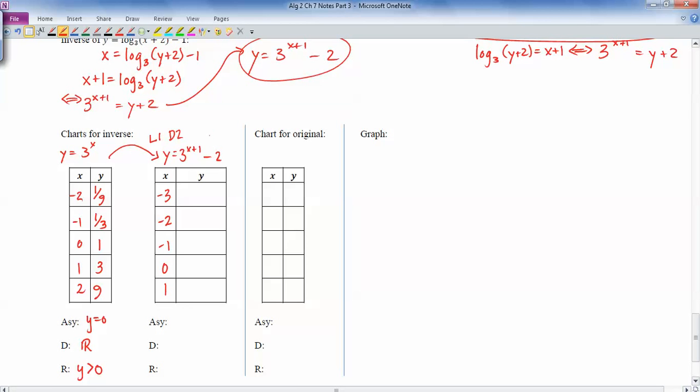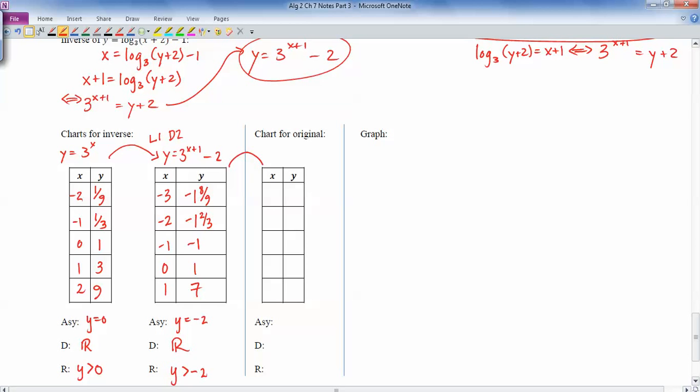And subtract 2 from all the y's, so that'll be negative 1 and 8/9, negative 1 and 2/3. Subtract 2, negative 1, subtract 2, 1, and 7. If we subtract 2 from the y's, then this becomes y equals negative 2. The range becomes y is greater than negative 2. And the domain, if we subtract 1 from all numbers, we still get all numbers.